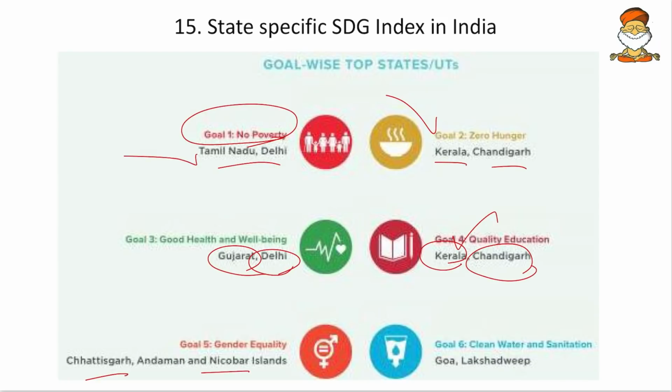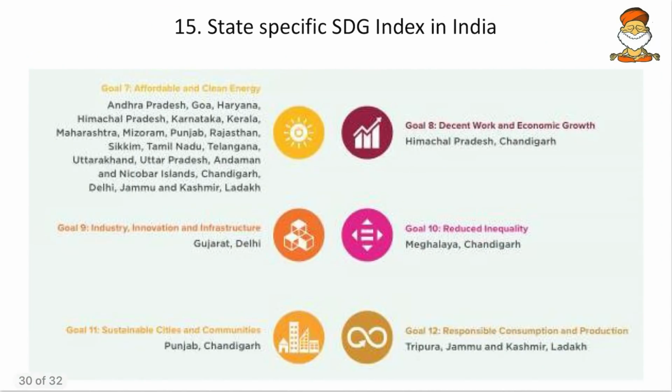So there was a question in mains, like why the sex ratio is not skewed in the STs or the scheduled tribes, because they are not following our patriarchal mindset. And then clean water and sanitation. Goa and Lakshadweep come first. And then we have affordable clean energy. Here we have so many states, because right now renewable energy and the solar mission are going on and all states are taking part actively in that. So this is the indication.